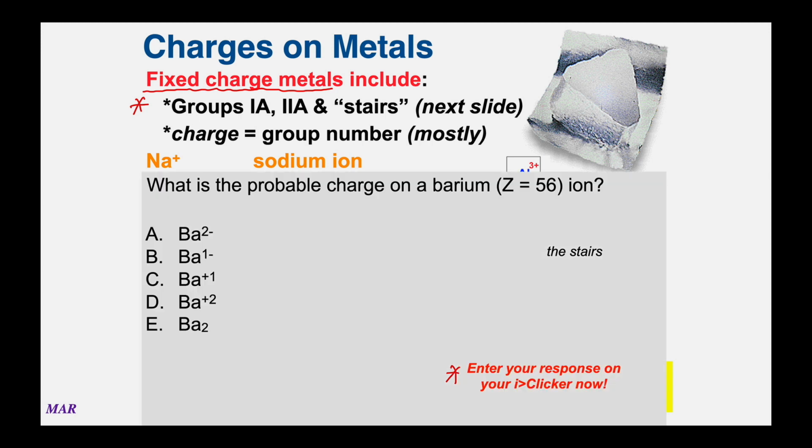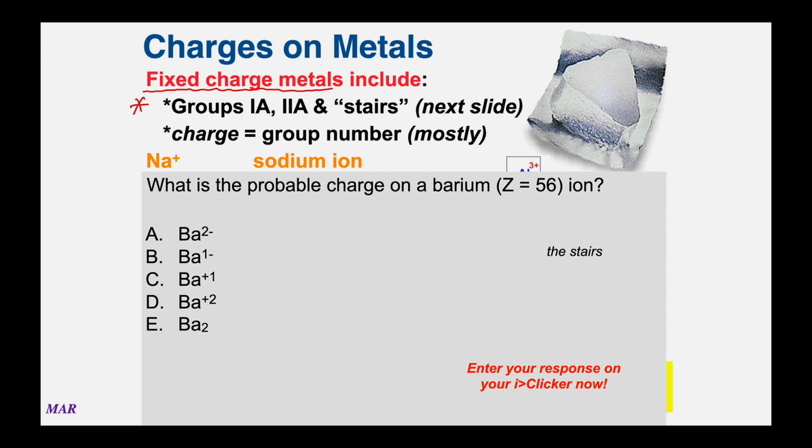Let's say that you had a barium and you wanted to know exactly what the charge was on it. That's a really good question. Now, barium on the periodic table has number 56. Z is the atomic number. So you can look at number 56 and tell what it is. So the question: do you have a barium -2, barium -1, +1, +2, or the Ba2, which is a diatomic barium?